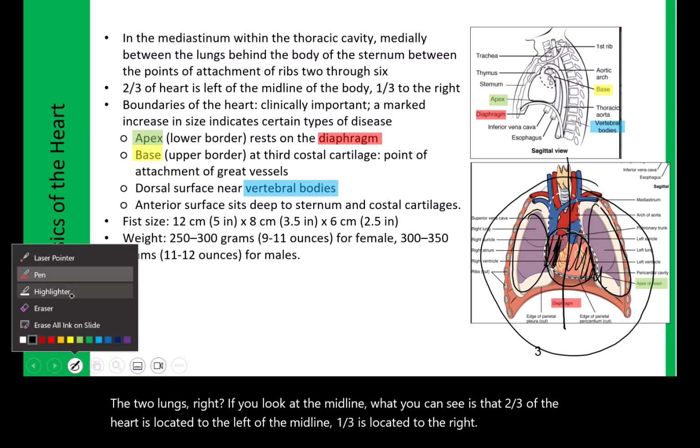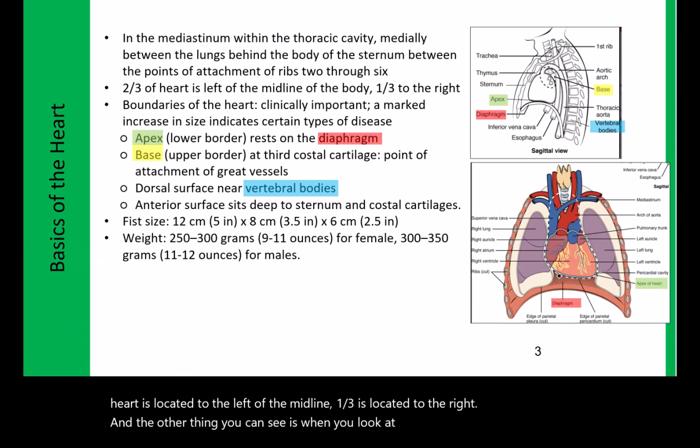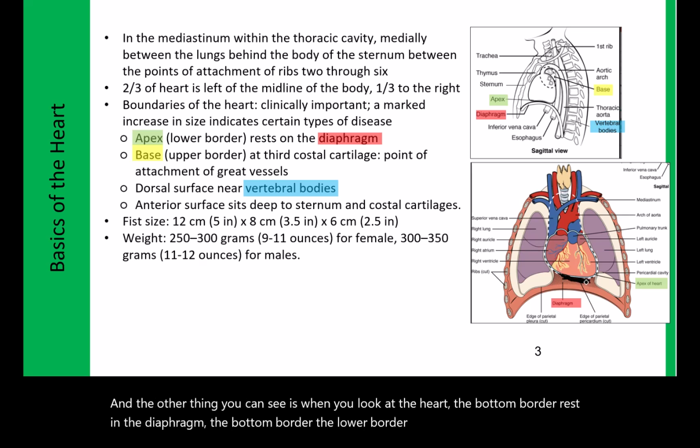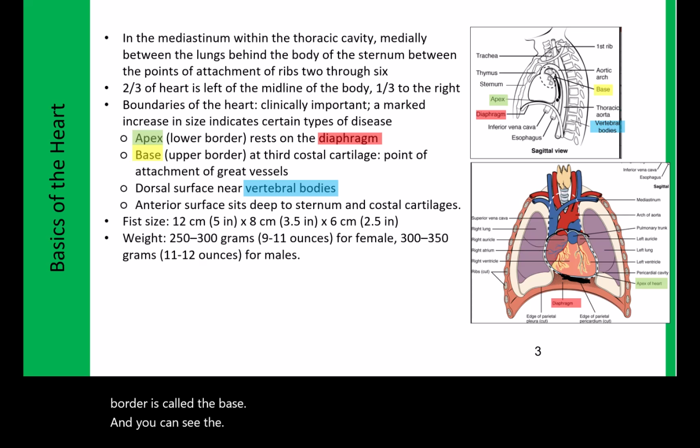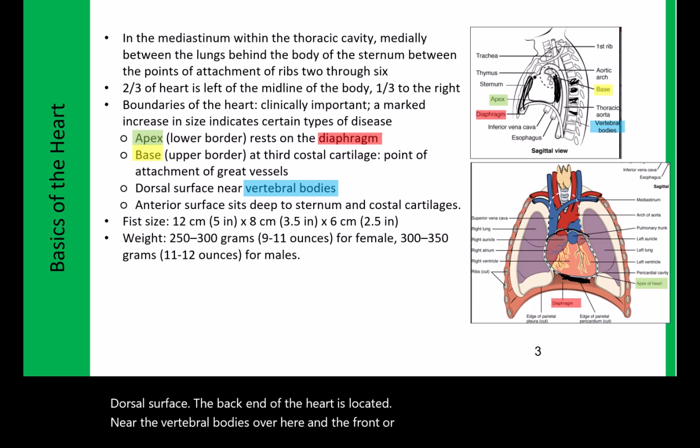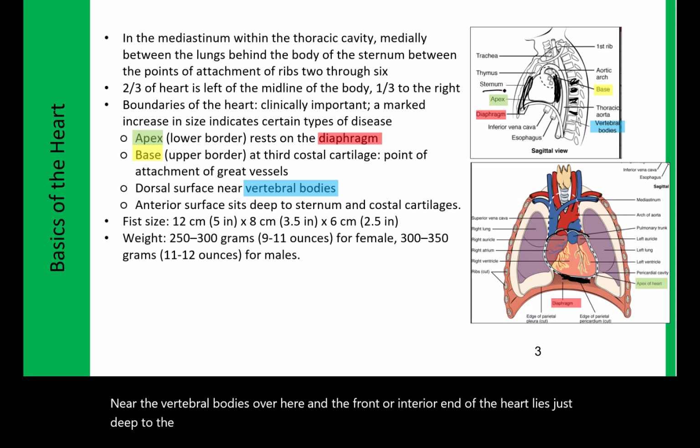The other thing you can see is when you look at the heart, the bottom border rests on the diaphragm. The bottom border, the lower border, is called the apex. The upper border is called the base. And you can see the dorsal surface, the back end of the heart, is located near the vertebral bodies over here, and the front or anterior end of the heart lies just deep to the sternum, the breastbone, and the costal cartilage.